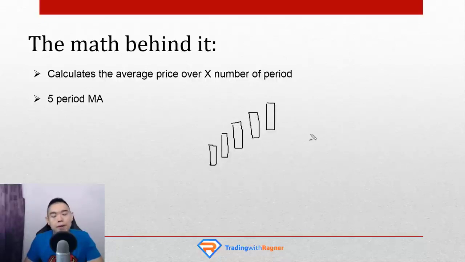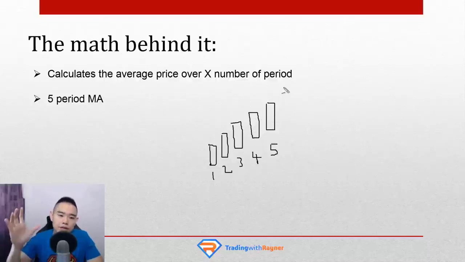Right? 5 candles on your chart. And let's say the closing price of these 5 bars is $1, $2, $3, $4, and then $5. So the first candle means the price closed at $1. Second candle means the price closed at $2. This one closed at $3, this candle closed at $4, and this candle closed at $5.